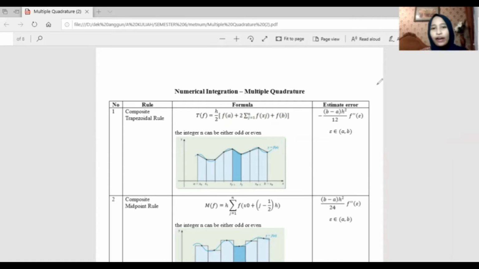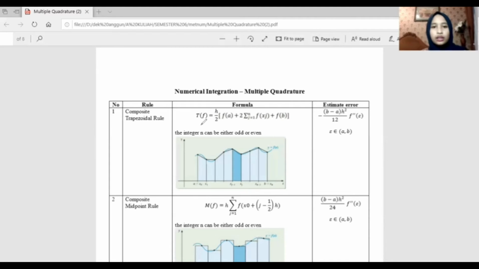Okay, today we will learn about the composite integral, also known as the multiple quadrature. There are three types of composite integral that we want to learn. First is the trapezoid rule, second is the midpoint rule, and the last is Simpson's rule. So let's learn about the trapezoid rule. Look at the screen. This is the summary of this chapter.